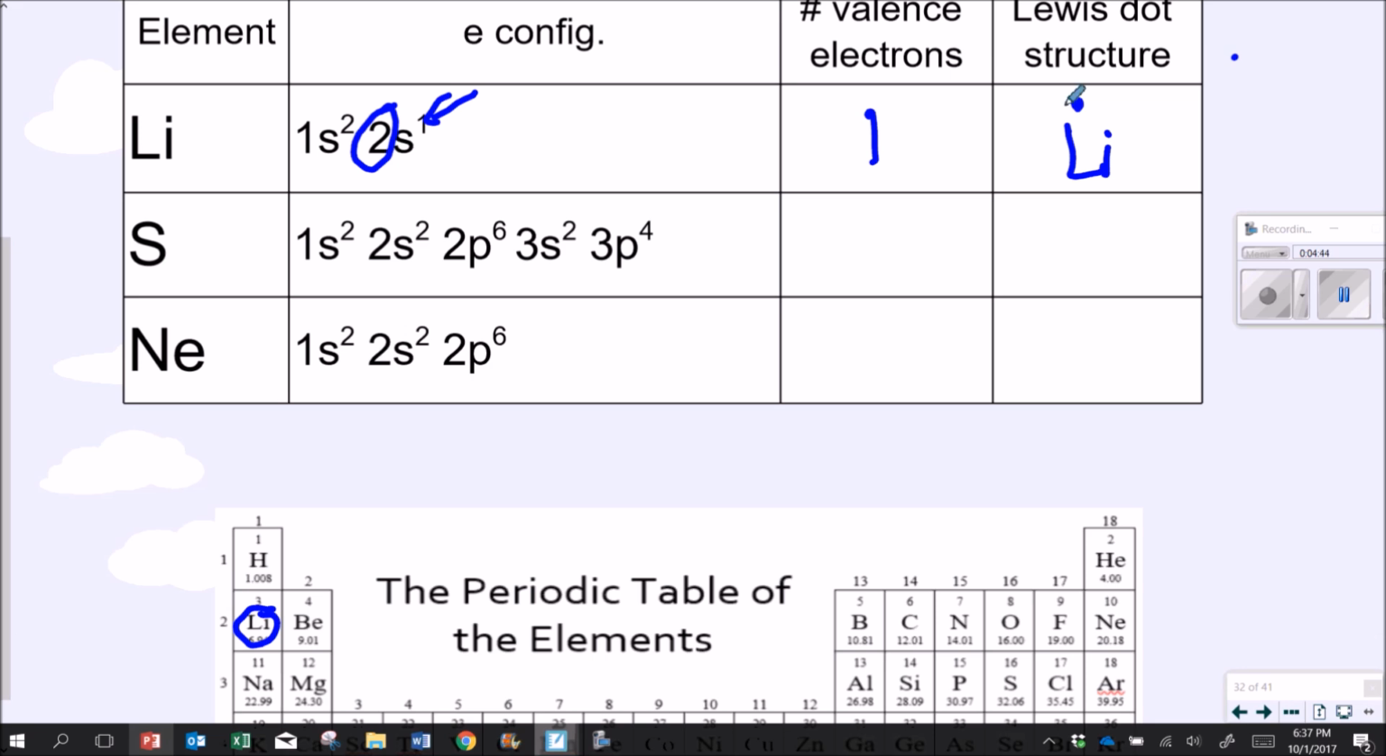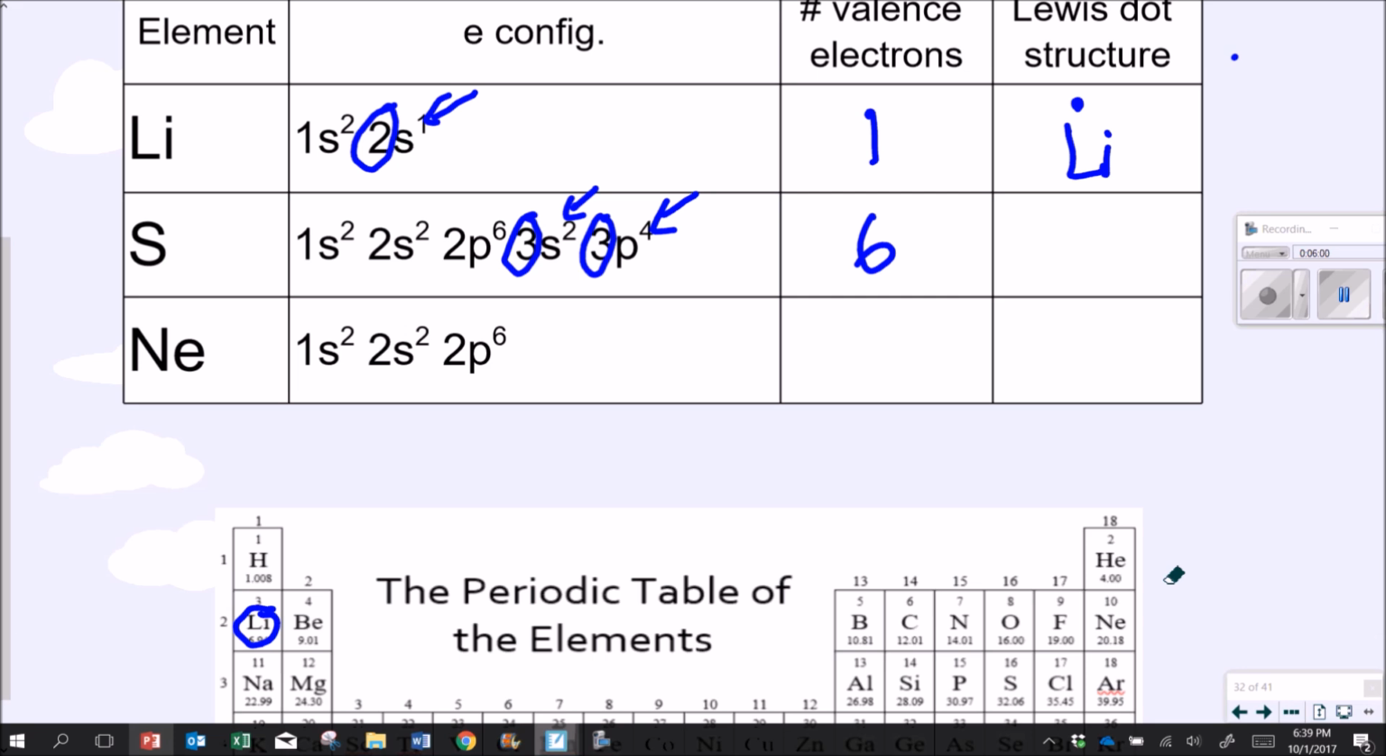Then we look at sulfur. The highest energy level for sulfur is energy level number 3. There's 3 here and 3 here. So we have 2 electrons in 3s2 and 4 electrons in 3p4, so a total of 6 valence electrons.